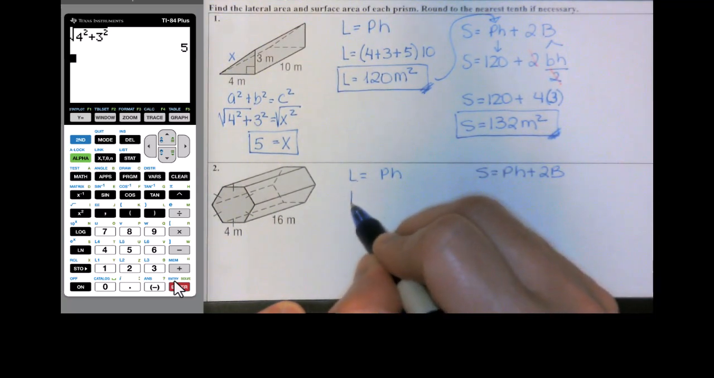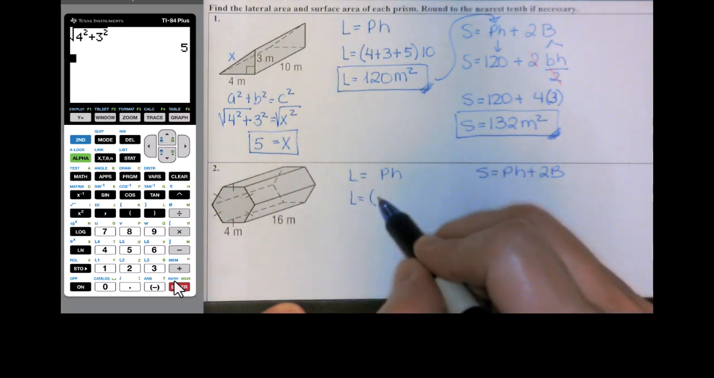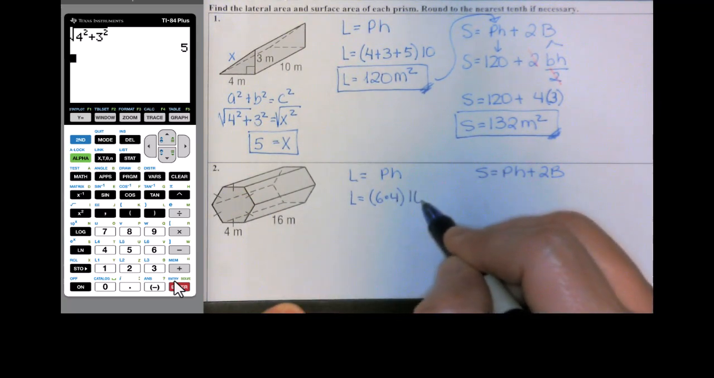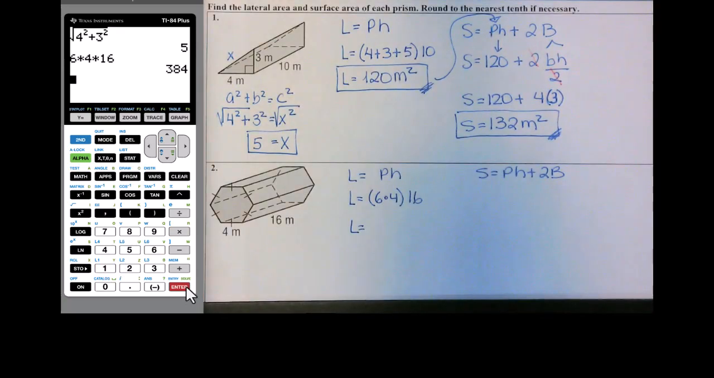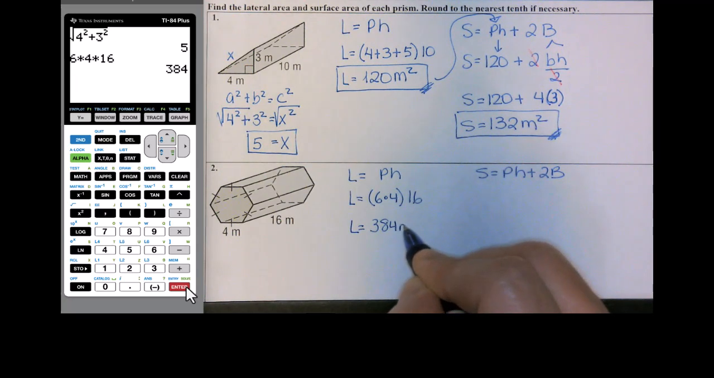And the lateral area would be the perimeter. Now, we notice here all the sides are the same, so perimeter would be 6 times 4, and the height of the prism is 16. So put that in the calculator. 6 times 4 times 16, and we get 384. And this would be meters square.